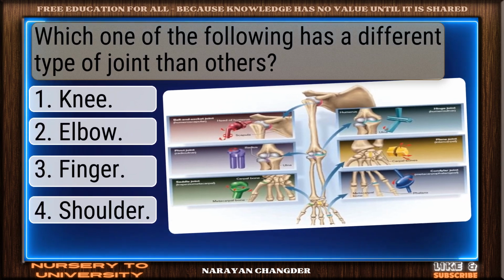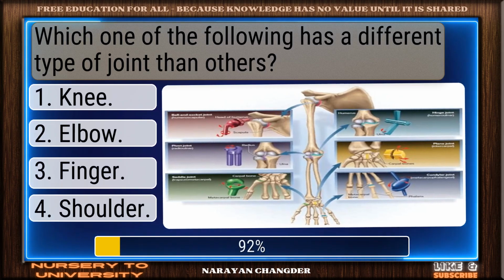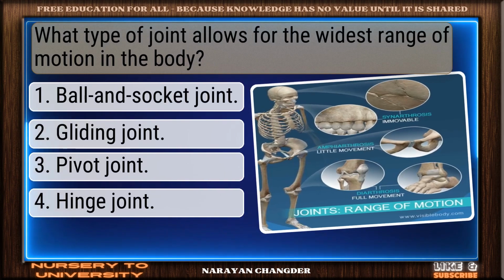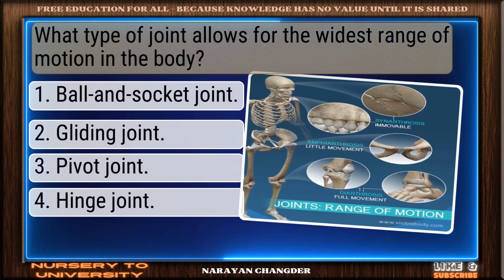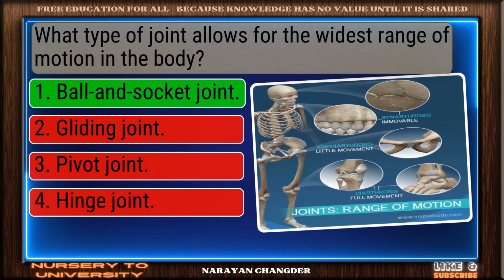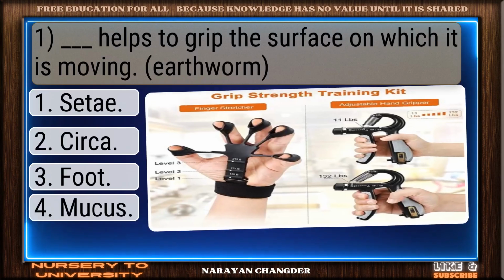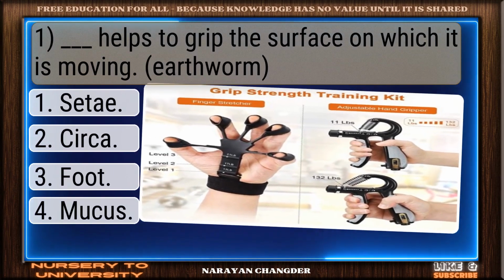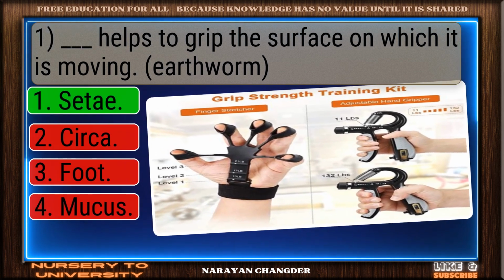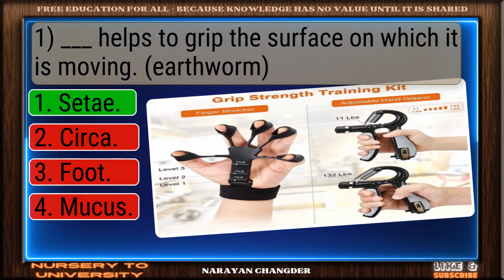Which one of the following has a different type of joint than others? B. Right again. Shoulder is a valid answer. What type of joint allows for the widest range of motion in the body? Nice work. You chose ball and socket joint, and it is correct. Dash helps to grip the surface on which it is moving. Nice selection. Setae is the correct and valid answer.